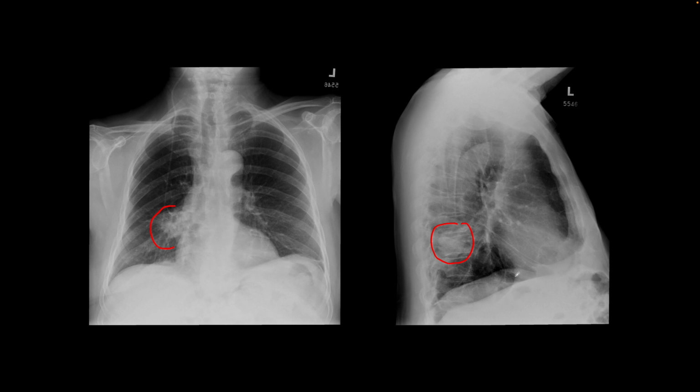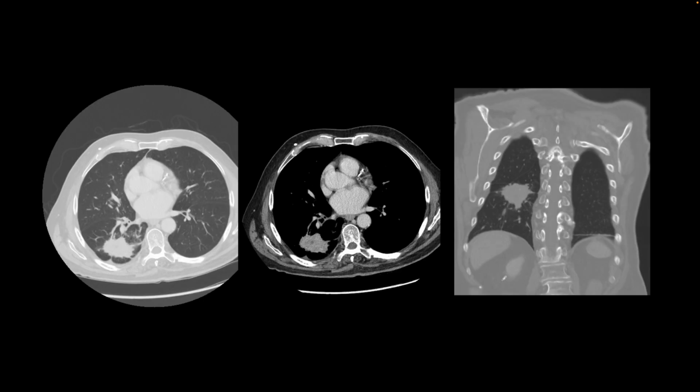I tell the trainees to have a low threshold to ask for a CT of the chest when they see abnormal findings in the lung field. So this patient had a CT chest that shows this large spiculated mass in the superior segment of the right lower lobe of the lung, seen here in the soft tissue windows and also in the coronal image, which turned out to be a lung cancer.